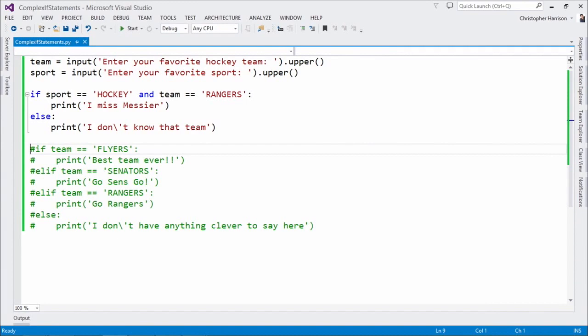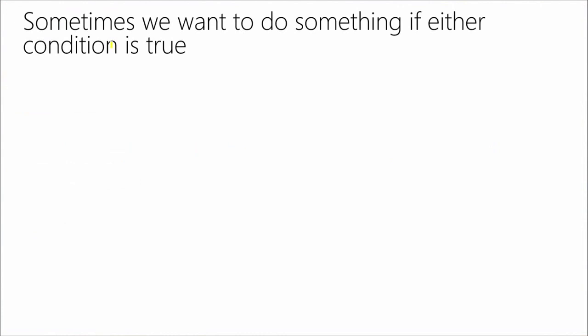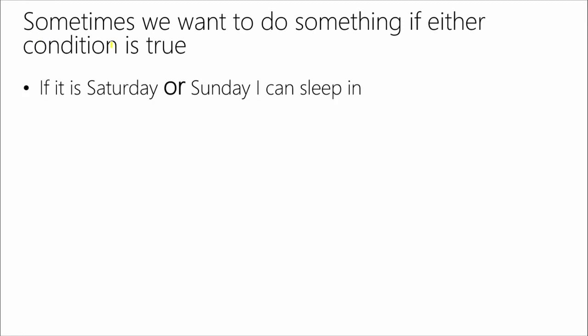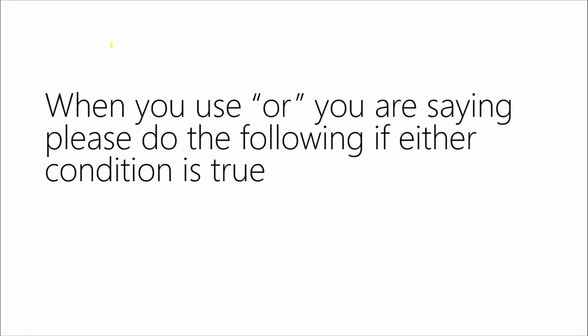All right, so let's go back to our slides here. One of the other things that we might want to check is an or. So I only need one side or the other to be true. So if it's Saturday or if it's Sunday, I can sleep in, assuming that it's not a long run day. If it's raining or snowing, can't bike to work. This is our or statements, and what we're looking to do is test whether one side or the other is true.